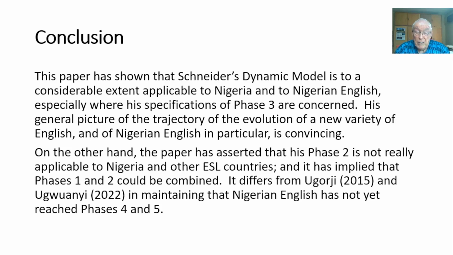On the other hand, the paper has asserted that his phase two is not really applicable to Nigeria and other ESL countries, and it has implied that phases one and two could be combined. It differs from Ugoji 2015 and Ugwanyi 2022 in maintaining that Nigerian English has not yet reached phases 4 and 5.